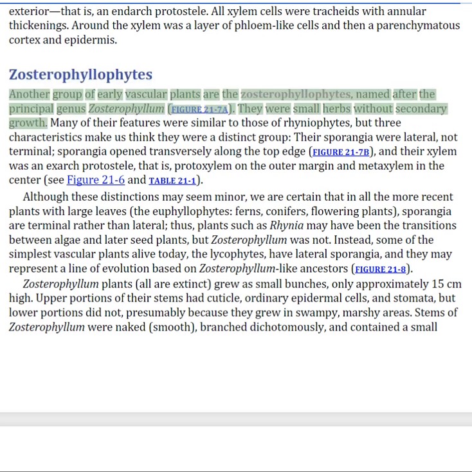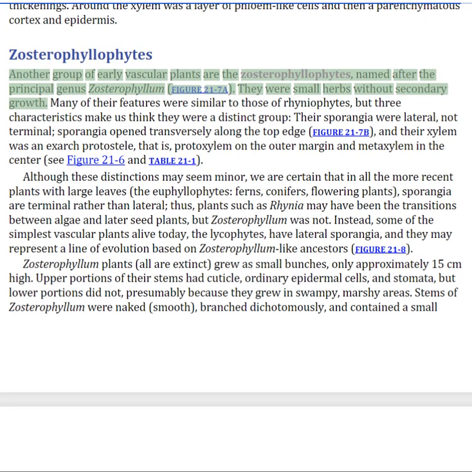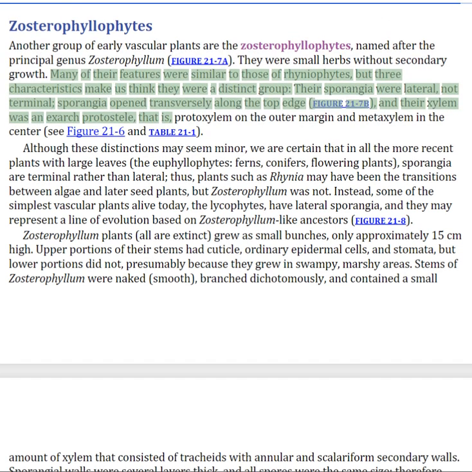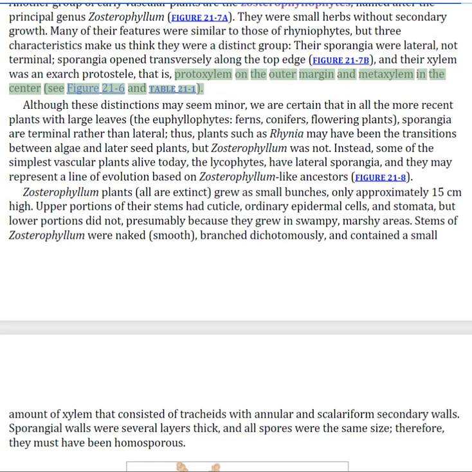Zosterophyllophytes. Another group of early vascular plants are the zosterophyllophytes, named after the principal genus Zosterophyllum. They were small herbs without secondary growth. Many of their features were similar to those of rhyniophytes, but three characteristics make us think they were a distinct group. Their sporangia were lateral, not terminal, sporangia opened transversely along the top edge, and their xylem was an exarch protostele, that is, protoxylem on the outer margin and metaxylem in the center.